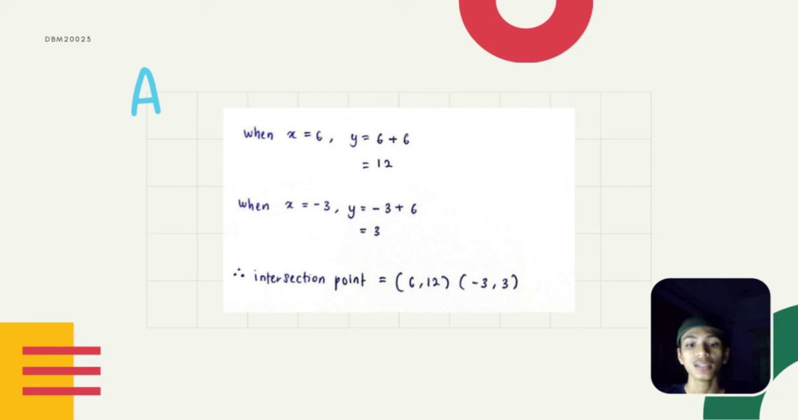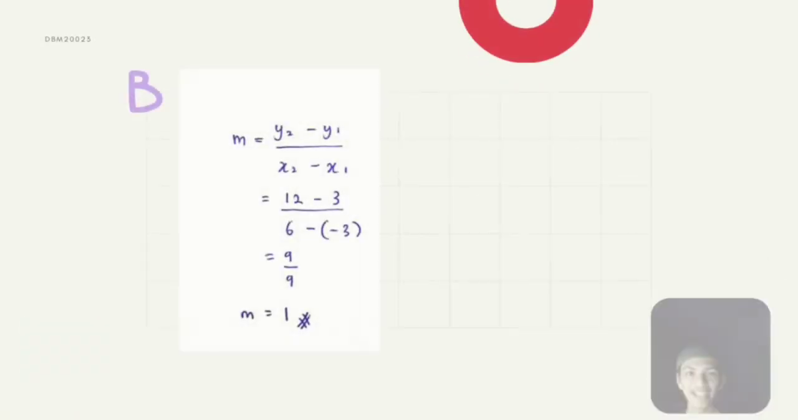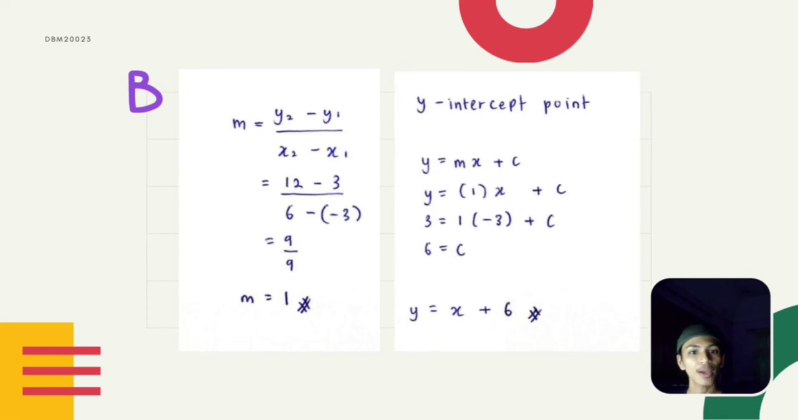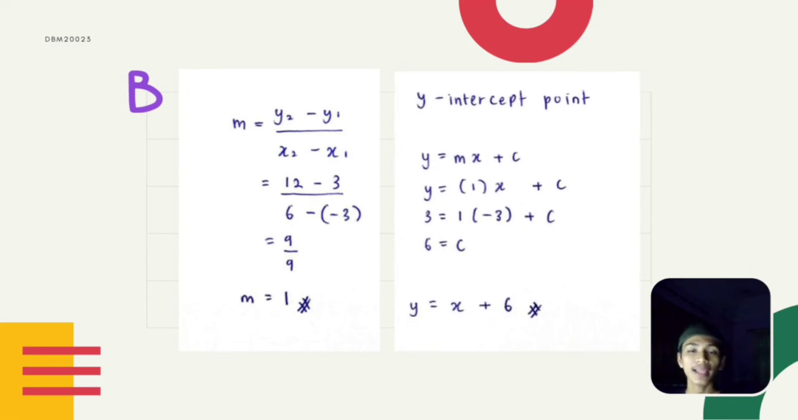So the intersection points are (6, 12) and (negative 3, 3). Okay, now to the next question, and it's going to be part B. Part B needs us to determine the y-intercept point.